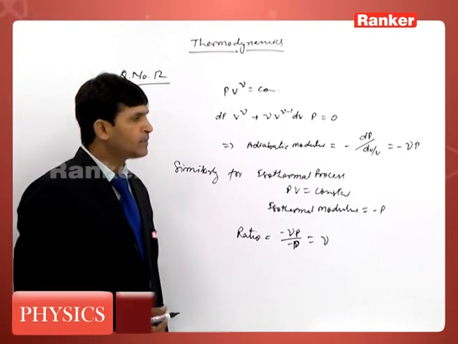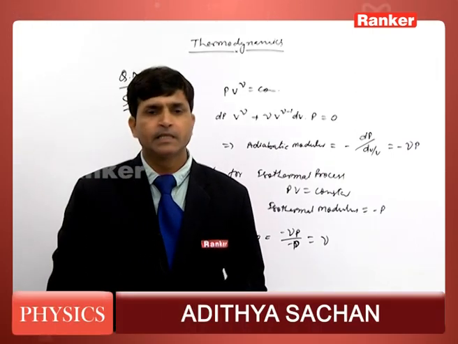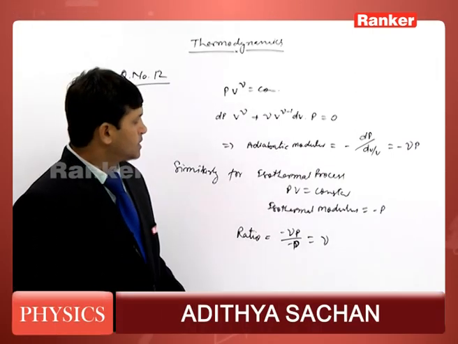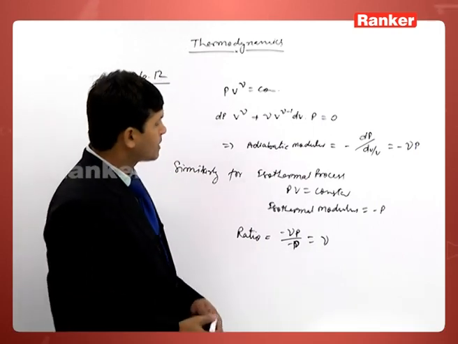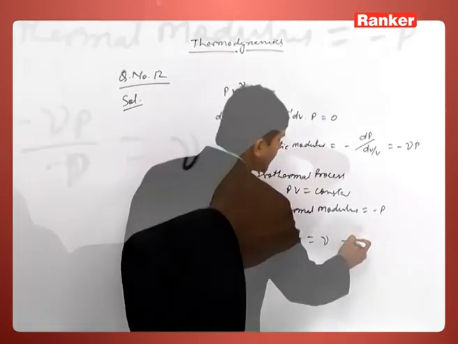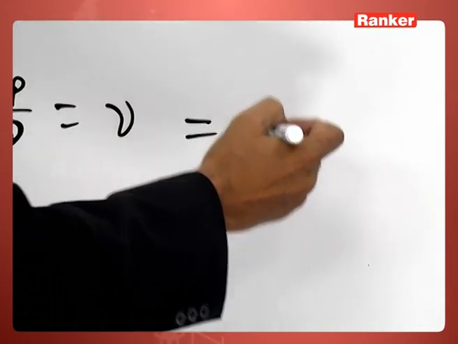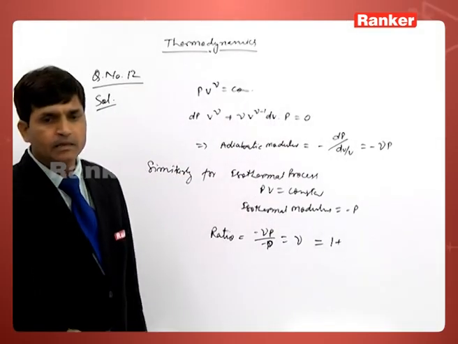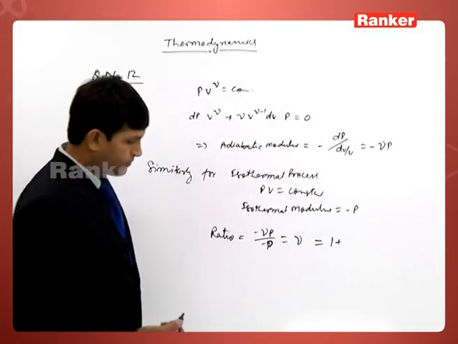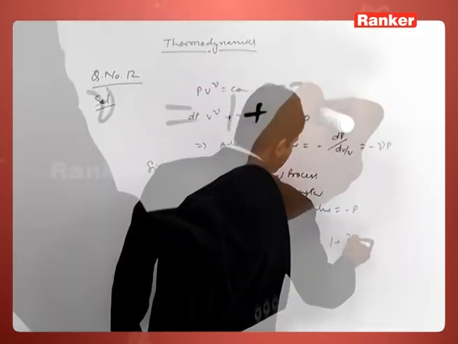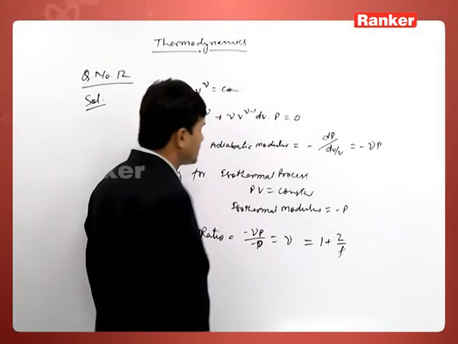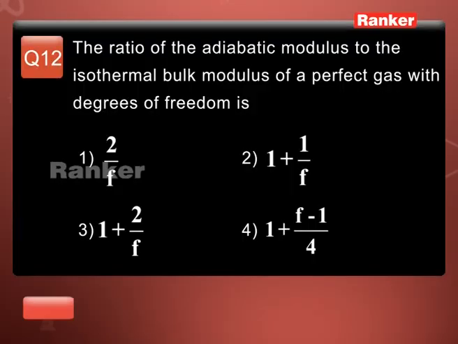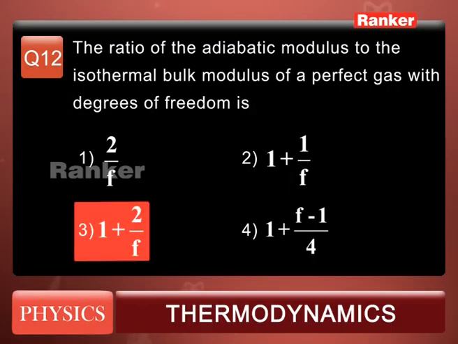Now the value of gamma in terms of degree of freedom. As we know, in case of degree of freedom, it is written as 1 plus 2 by F, where F is the degree of freedom. So our correct option is option number 3.